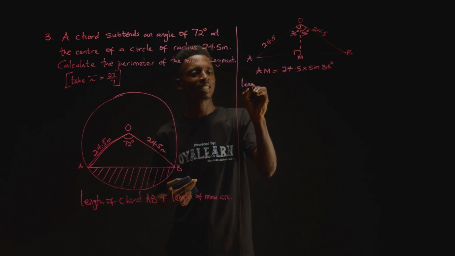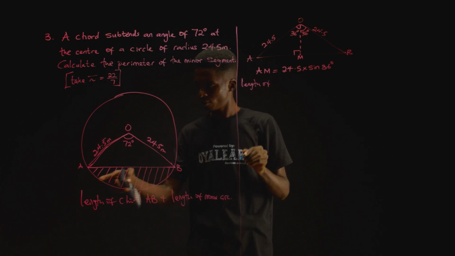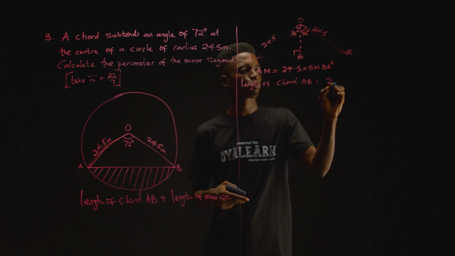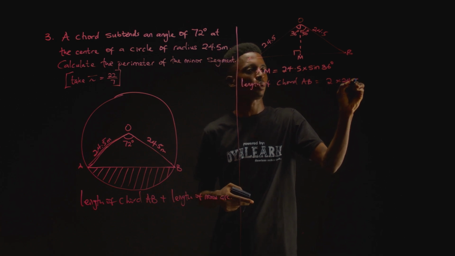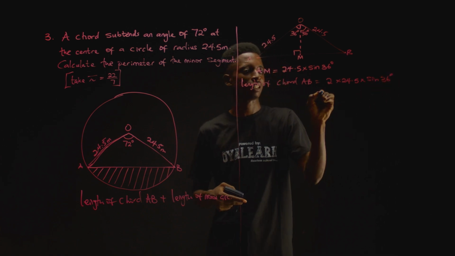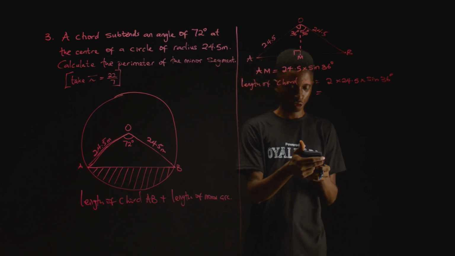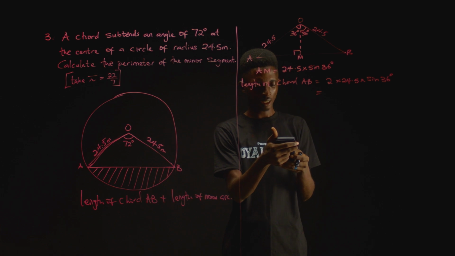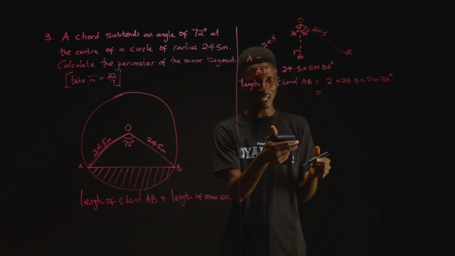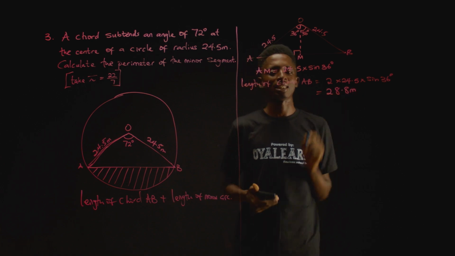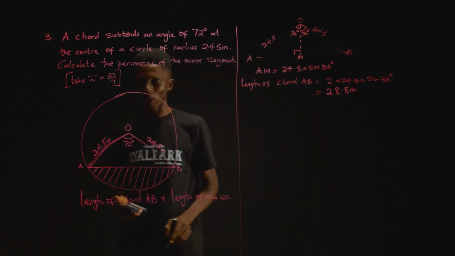So to get AB, it is twice of this. That is, length of chord AB becomes 2 times 24.5 times sine 36 degrees. So now let's compute this. 2 multiplied by 24.5, and then we multiply that by sine 36. That would give us 28.8 in meters.